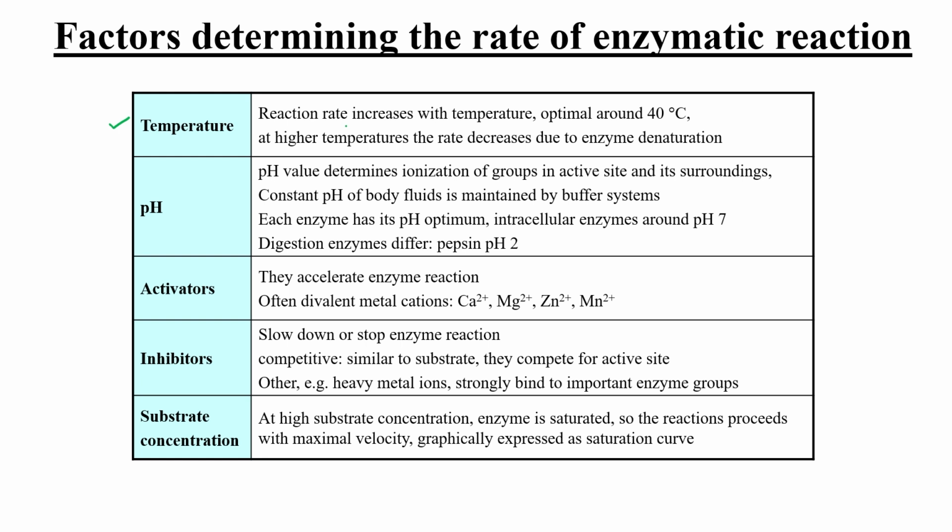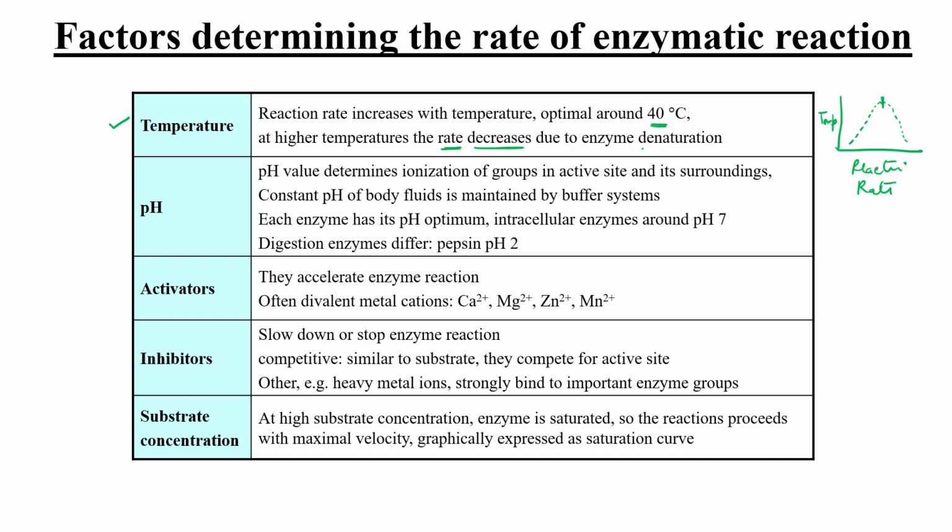Normally, as we increase the temperature, the reaction rate is on this y-axis and temperature on the x-axis. As we increase the temperature, initially the reaction rate increases up to an optimum temperature of around 40 degrees. But once it crosses the optimum range, if we keep raising the temperature, the enzyme activity rate decreases.